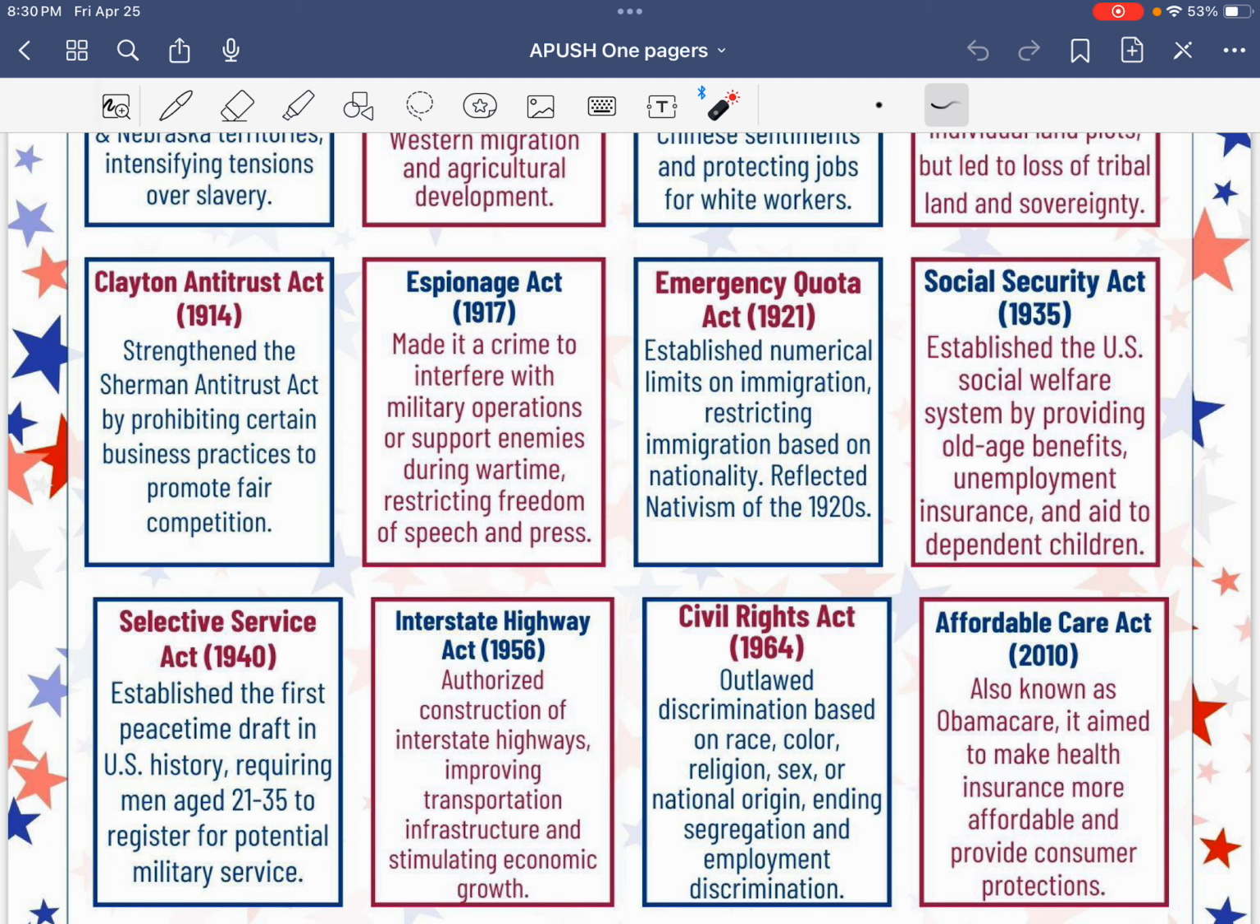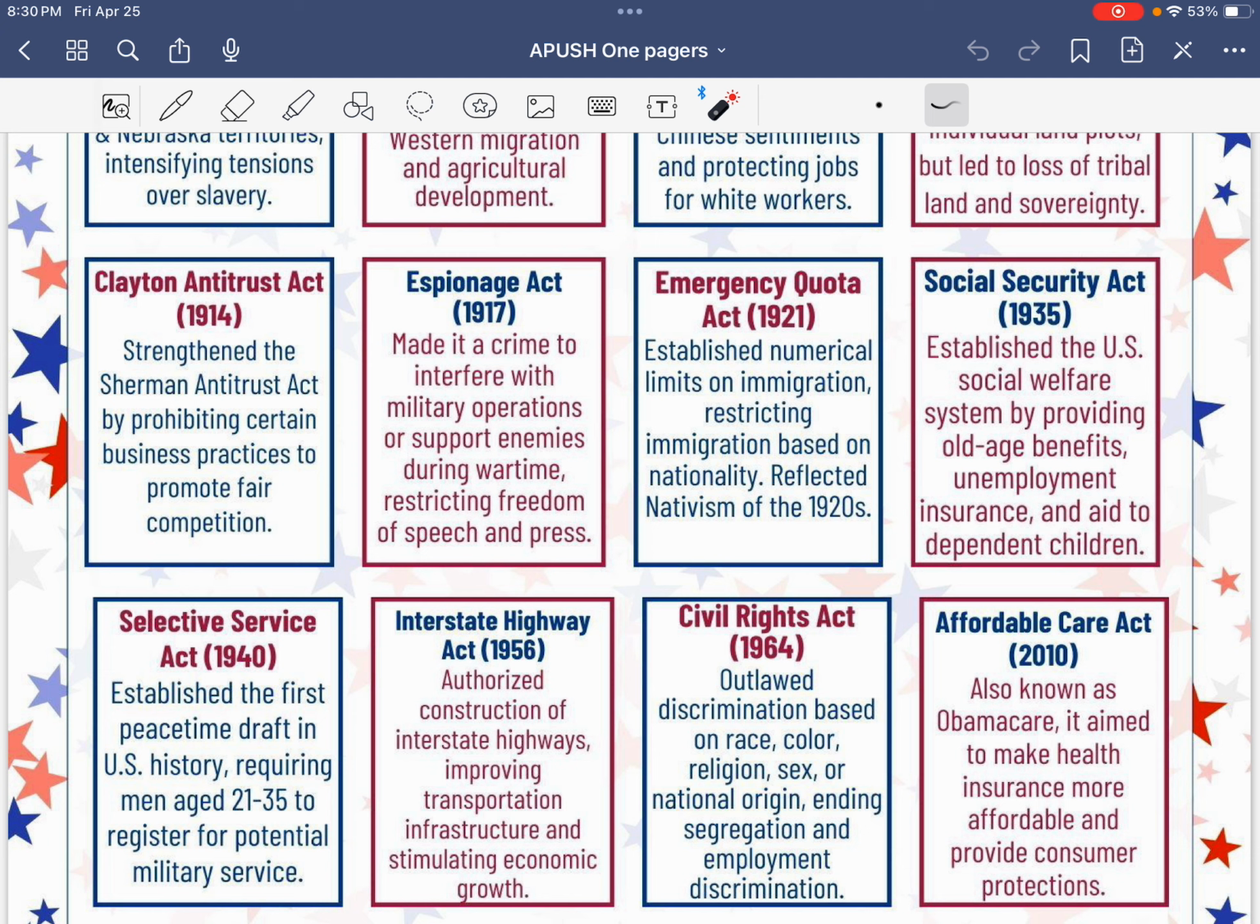And this was in response to the first Red Scare after World War I, when Russia became communist. Everyone was like, oh, we don't want communism to infiltrate America. And so it reflected that nativism and that fear of foreign influence and communism after World War I. It was a precursor to even stricter laws that happened in 1924 called the National Origins Act.